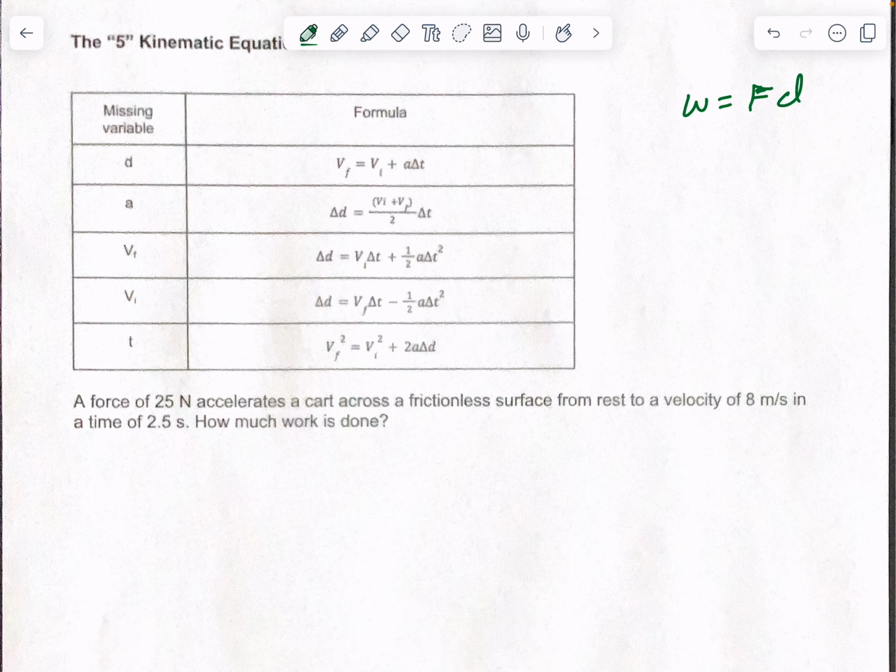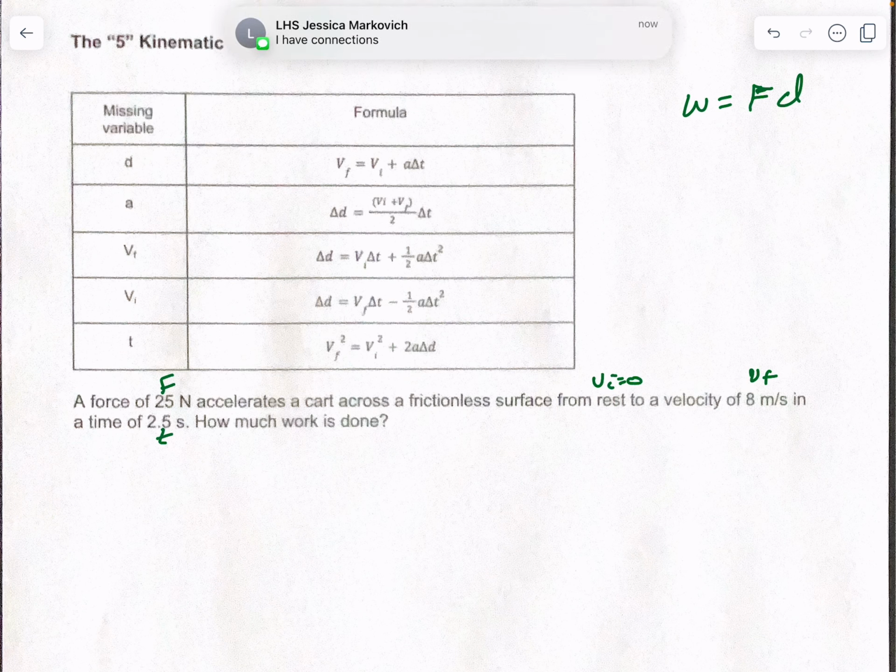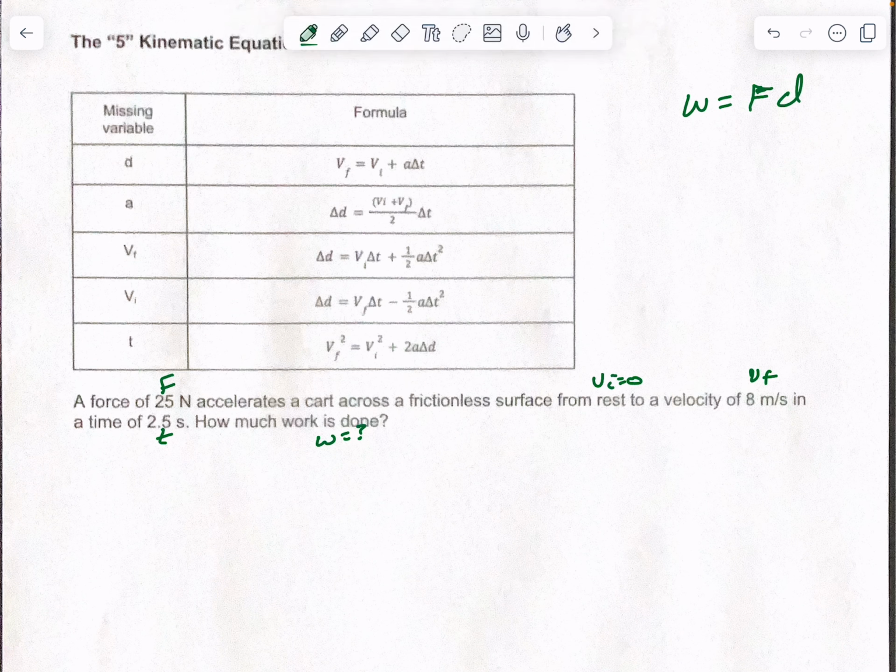So this problem, we're bringing back Daffy T. Don't get too hung up on that. A force of 25 newtons, so I gave you a force, accelerates a cart across a frictionless surface from rest, so Vi would be 0, to a velocity of 8 meters per second, there's your Vf, in a time of 2.5 seconds, there's time. How much work is done? You are looking for work in this case. Remember, you need force and you need distance. Do I have force? Yep. Do I have distance? I do not. But I actually have quite a bit here that could help me. I've got Vi, Vf, time.